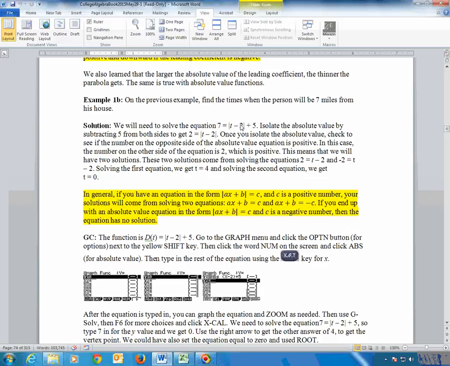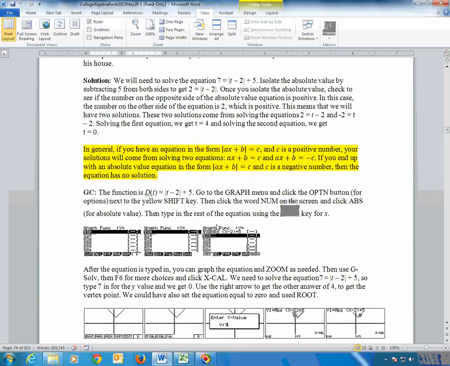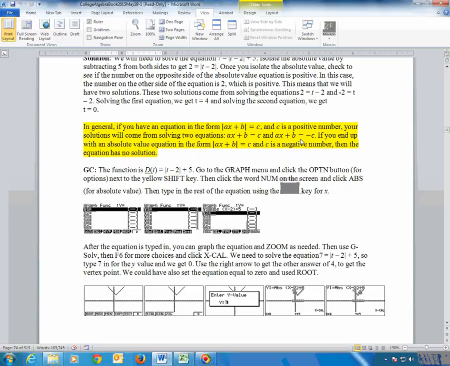Check the 0. 0 minus 2 is -2. Absolute value of -2 is 2. 2 plus 5 is 7. So it works. Yep. Now, this is showing how you get your two equations.